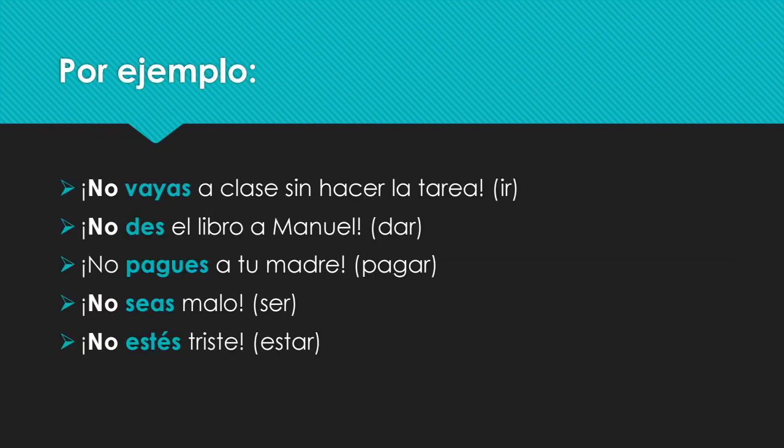Here's a couple examples of these negative tú commands, the irregulars being used. So no vayas a clase sin hacer la tarea. You can see ir gets conjugated as vayas here. So don't go to class without doing the homework. No des el libro a Manuel. So don't give the book to Manuel. No pagues a tu madre. Don't pay your mom. No seas malo. Don't be bad. No estés triste. So don't be sad. Just a few examples using these irregular negative tú commands.